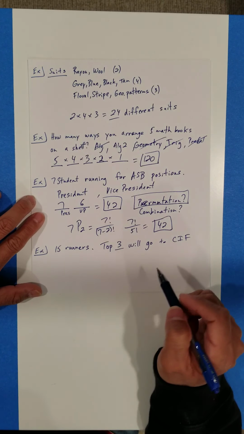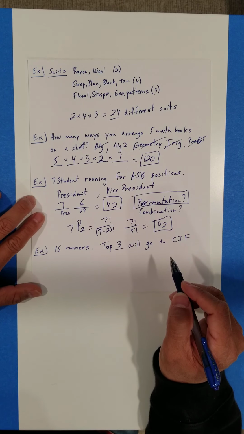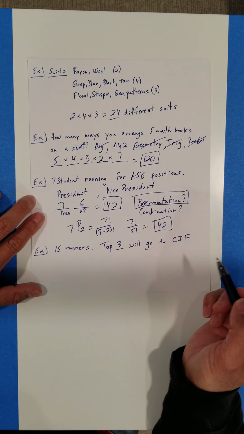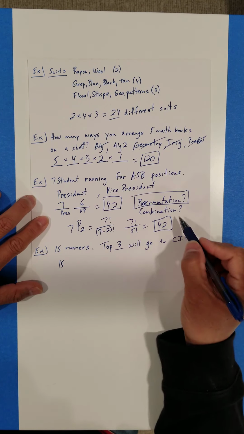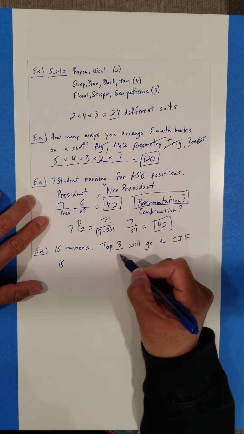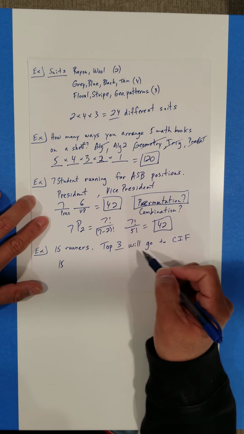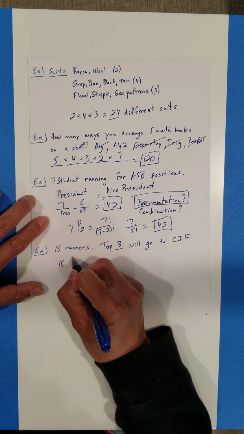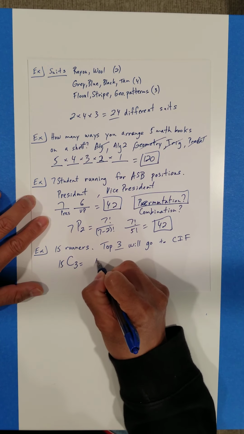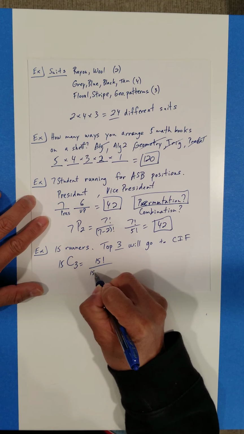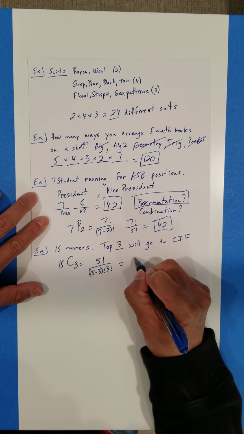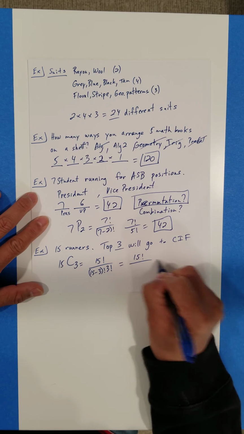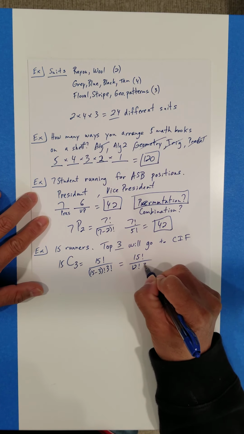When order does matter, we're talking about permutations. When order doesn't matter, then it's a combination. So here we have 15. Order doesn't matter. I just want the top 3 people. I don't care who comes in first, second, or third, as long as I have 3 people. So I'm going to do 15C3. That's 15 factorial over 15 minus 3 factorial, times 3 factorial. That's 15 factorial, 12 factorial, and 3 factorial.